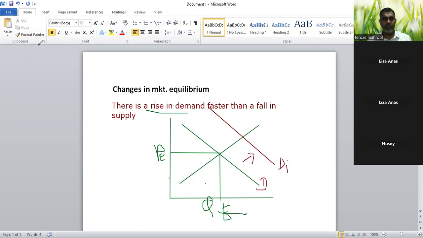Fall in supply. Supply decreases. But the rise in demand is faster than the fall in supply. So new supply is coming like this. S and S1. So then the new equilibrium is here now. See the new equilibrium. S1 and D1 intersect. What has happened? Price increased, quantity increased.